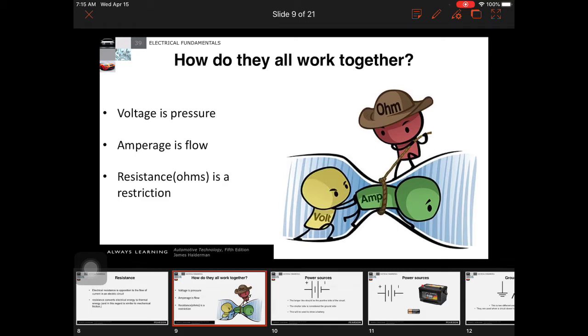Yesterday we were talking about voltage, amperage, and resistance and how it all works together. So just a quick reminder, voltage is pressure, amperage is flow down the pipe, and resistance is restriction keeping the flow from happening. So the voltage is going to push the amperage through the resistance.